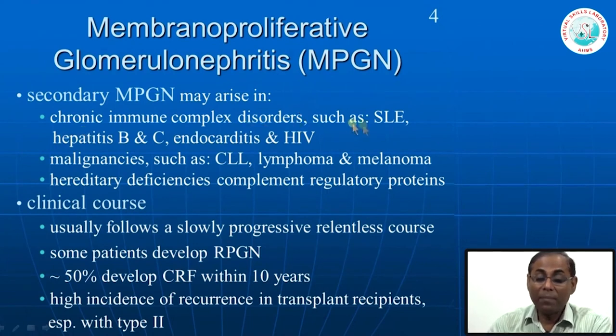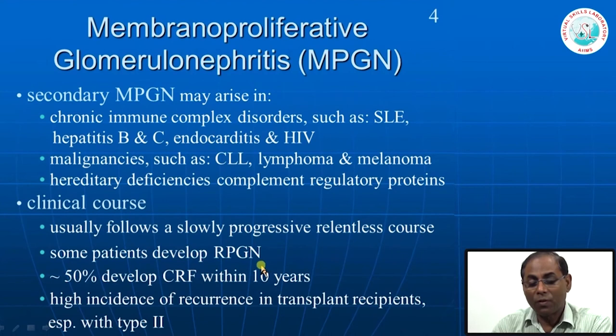Now, the secondary MPGN can arise from chronic immune complex disorders like systemic lupus erythematosus, chronic infections like hepatitis B, hepatitis C, and endocarditis, and even in HIV. Malignancy such as chronic lymphatic leukemia, lymphoma, melanoma can give rise to an MPGN-like picture. Even the hereditary deficiency associated with complement regulatory protein, associated with complement pathway abnormality, can give rise to MPGN.